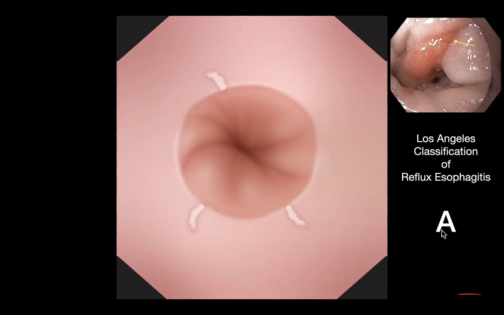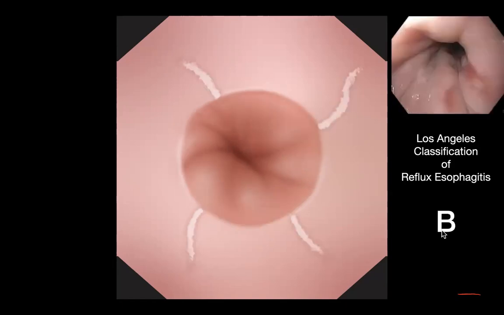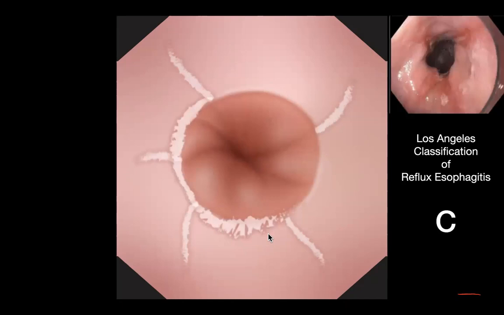If the damage is a little more extensive and the erosions go beyond 5 millimeters, as you can see here, this is grade B, LA classification, grade B. And if the damage not only extends up, but goes in a circumferential manner, and it is not a complete circumference, but a few folds in the circumference, it is grade C, as you can see here.